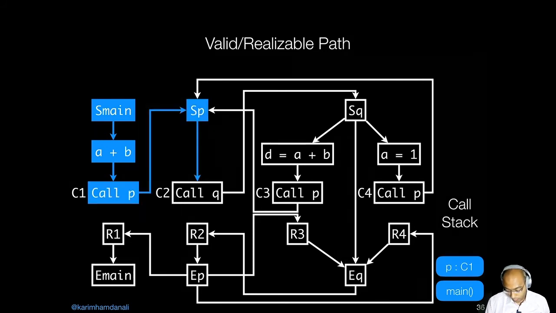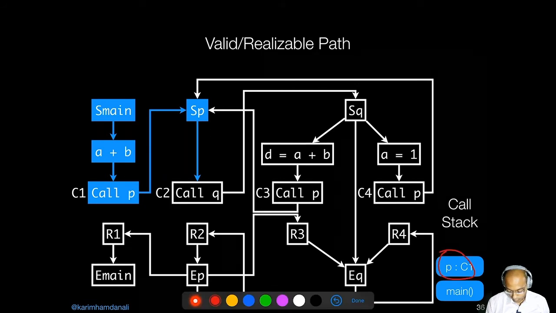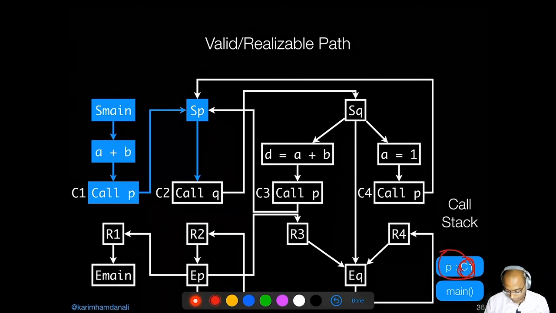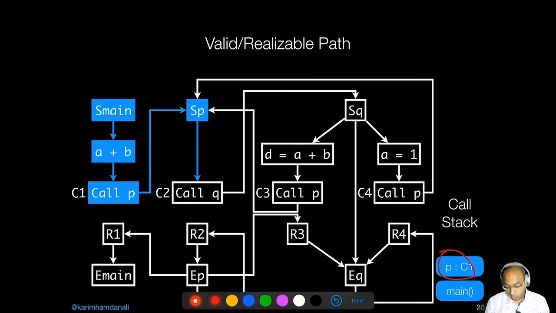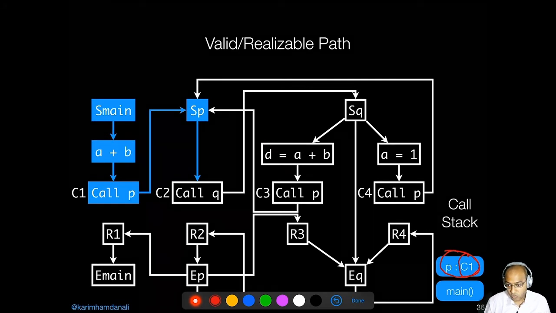And here's the way we're going to push it. We're going to push P, but we're also going to push which call site specifically we are calling P from? Because we may be calling P from different call sites, so we don't want to mix them up. We want to be able to differentiate between calling P from C1 versus calling P from C4 or C3. So we're going to push P colon C1, just a label that says I'm calling P from the call site C1.